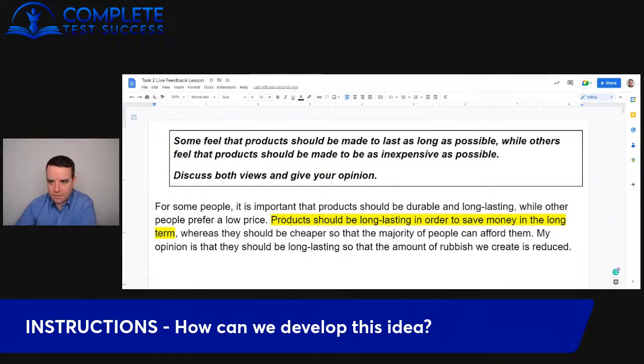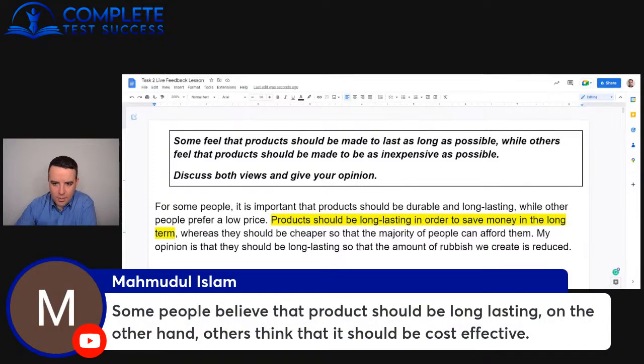Okay, so let's look at the other comments we have here. Mamadul: Some people believe that products should be long lasting. On the other hand, others think that they should be cost effective. Perfect. Simple, to the point. You're really just getting the job done. Very good. Good job.